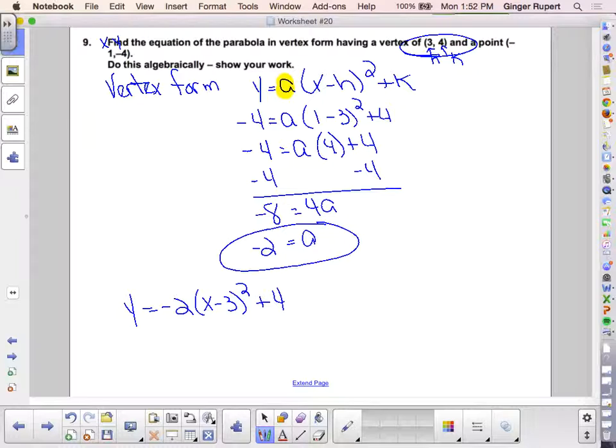And that is the equation of the parabola with a vertex of (3, 4) and a point at (1, -4). No, not -1, -4. I used just 1. So let's cross that out. That minus, I did not see it over there when I typed that. That should have been fixed. So at (1, -4).